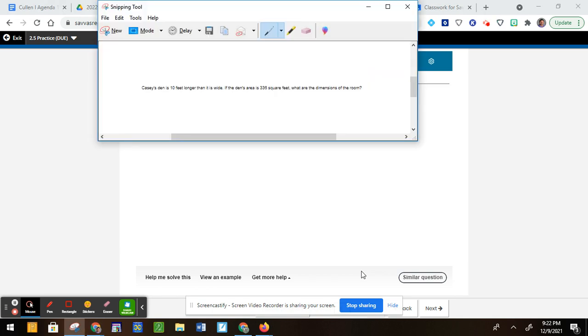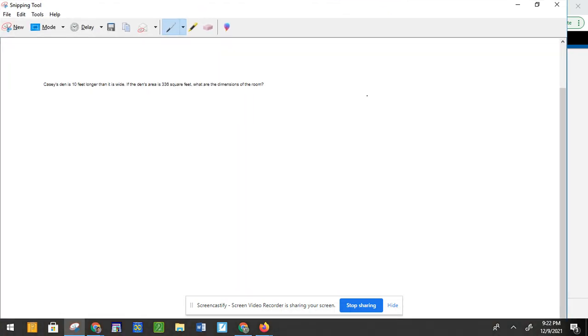First thing we're going to do is set up the value of x, right? So it says Casey's den is 10 feet longer than it is wide. So we're going to first say that x is equal to the width. And if it's 10 feet longer than it is wide, then we'll say x plus 10 is the length.